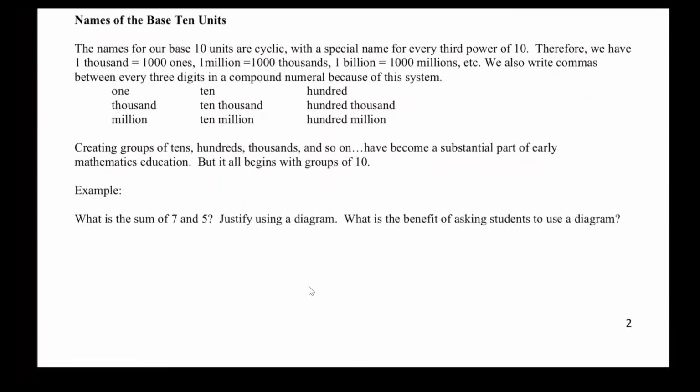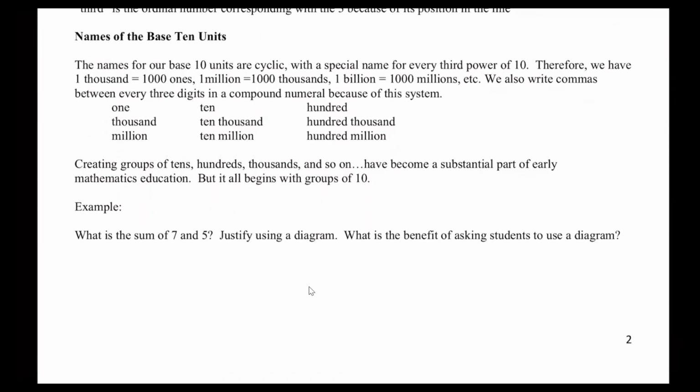So you have an example here. It doesn't look like it fits any of these ideas, but this is a typical second, third grade type example. What's the sum of 7 and 5? Justify using a diagram. Now, the last part isn't typical of the second grade or third grade classroom. That's for us. What is the benefit of asking the students to use a diagram? We could actually tackle that part first. You're getting at the different modes of learning.